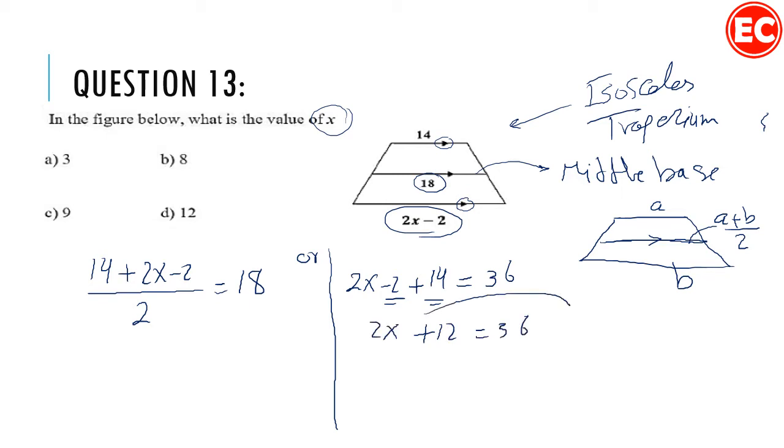Move to the other side, negative 12. So 2x is equal to 36 minus 12, which is 24, divided by 2, so x is equal to 12. So the answer is D.